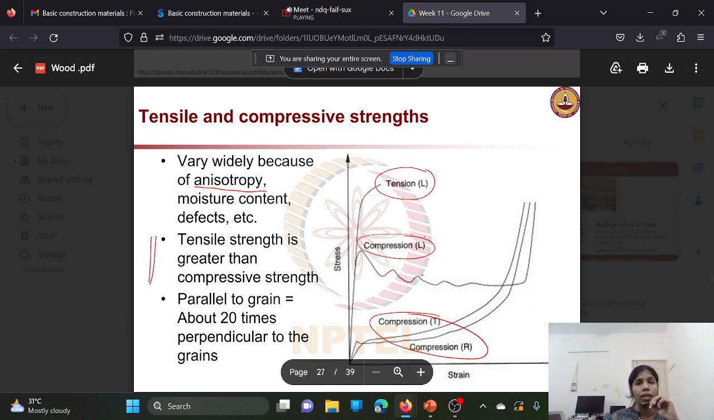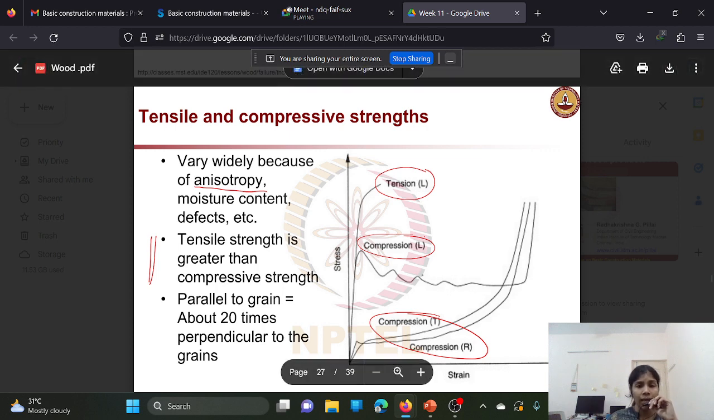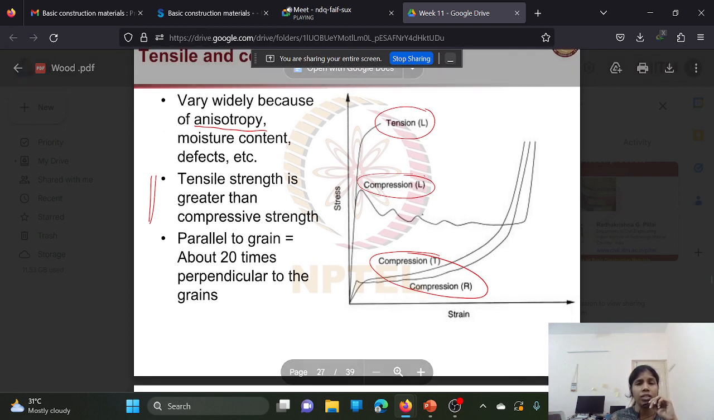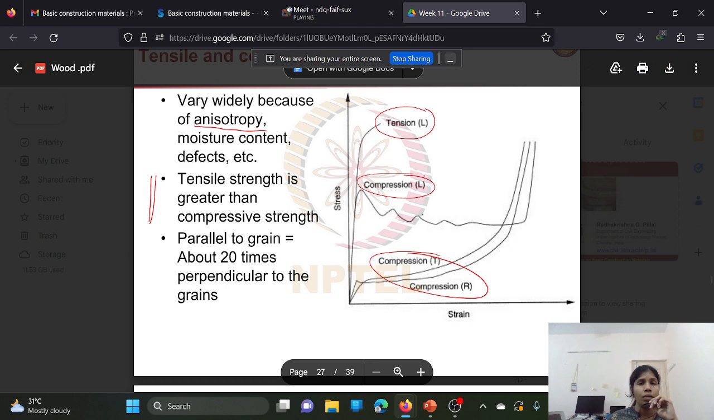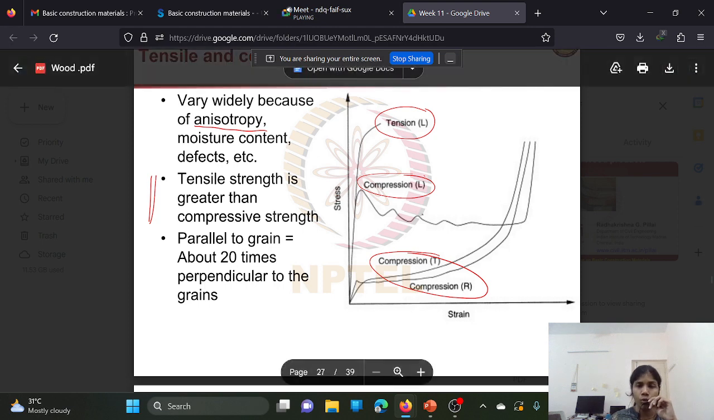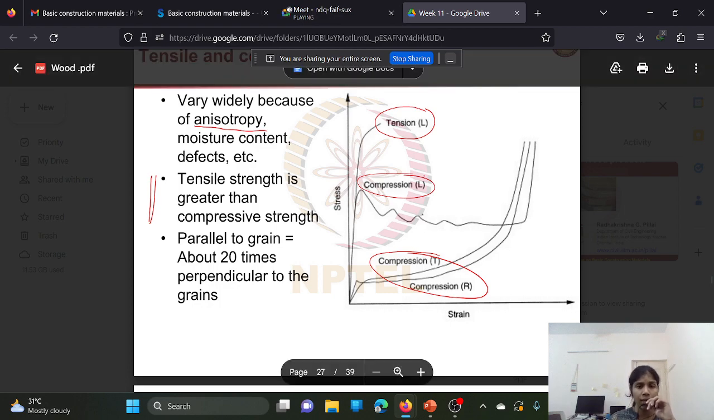Okay, see, this is the grain growth in the longitudinal direction, tangential direction, and radial direction. As you can see, in the longitudinal direction the ultimate stresses are more, both in tension and compression the ultimate strength is more, but the ductility is very less here.